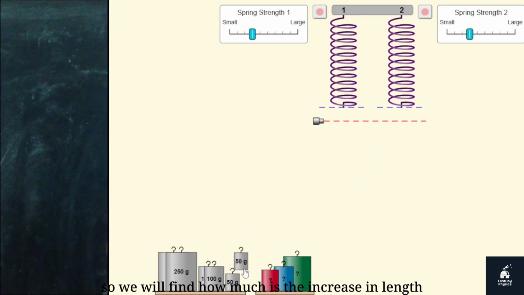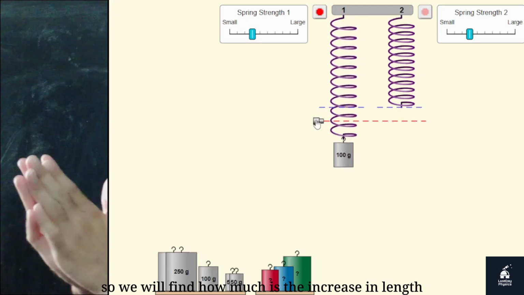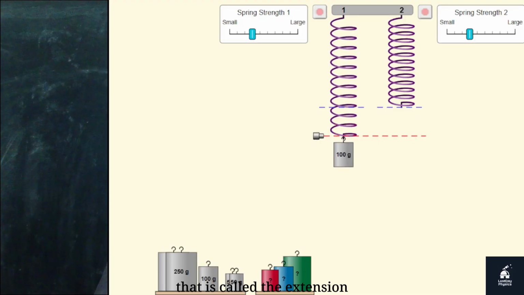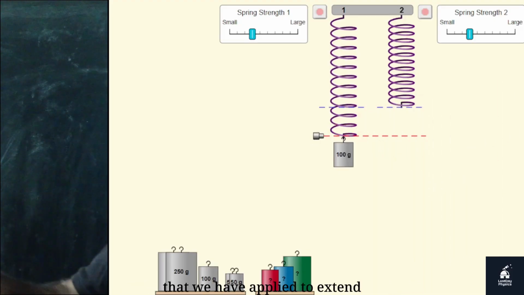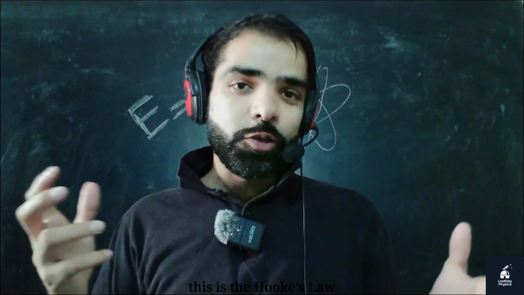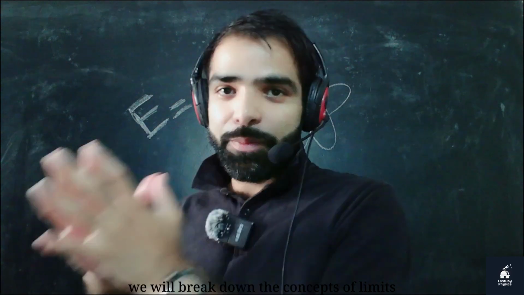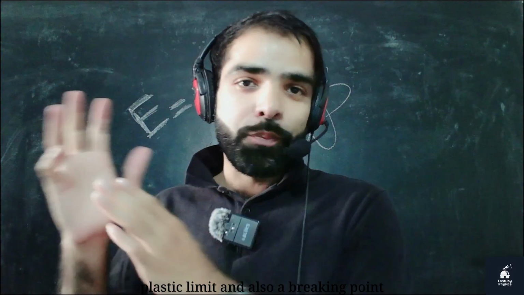So we will find how much is the increase in length, that is called the extension, and that extension will be directly proportional to the force itself that we have applied to extend. This is Hooke's law. We will break down the concepts of limits of proportionality, elastic limit, plastic limit, and also a breaking point.